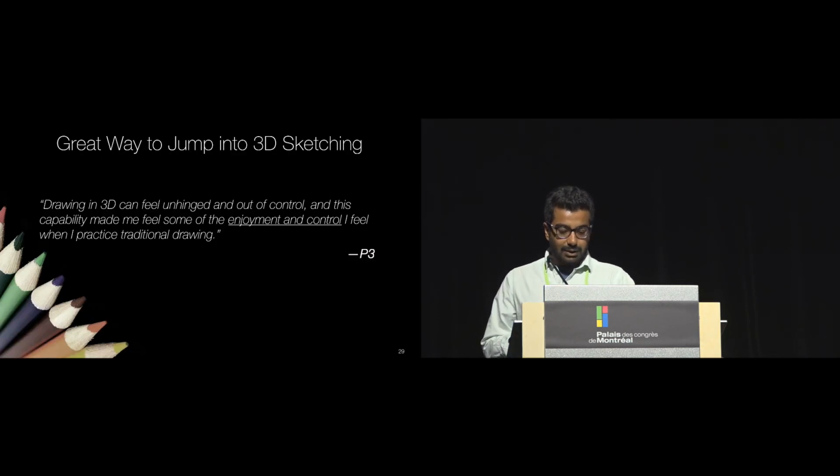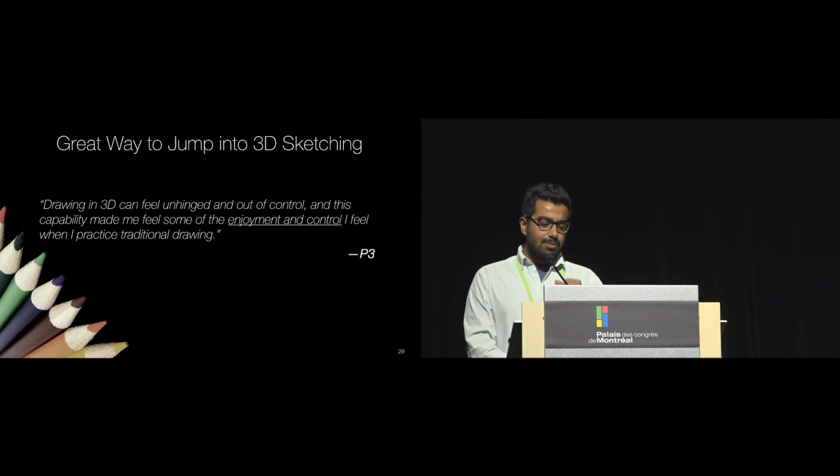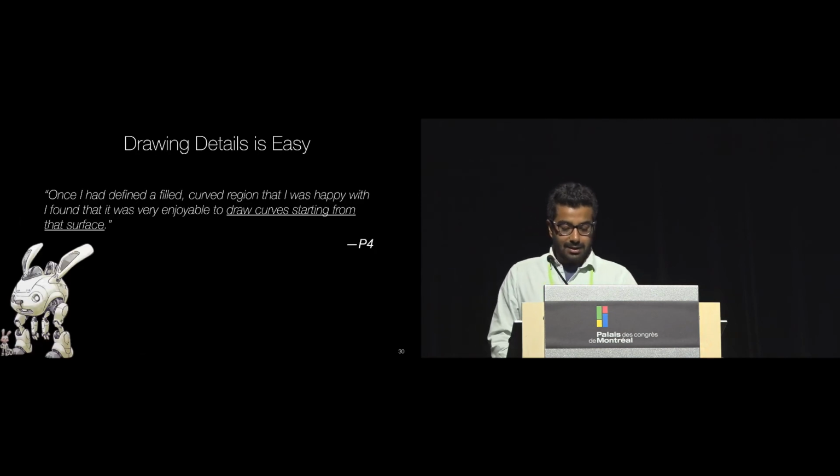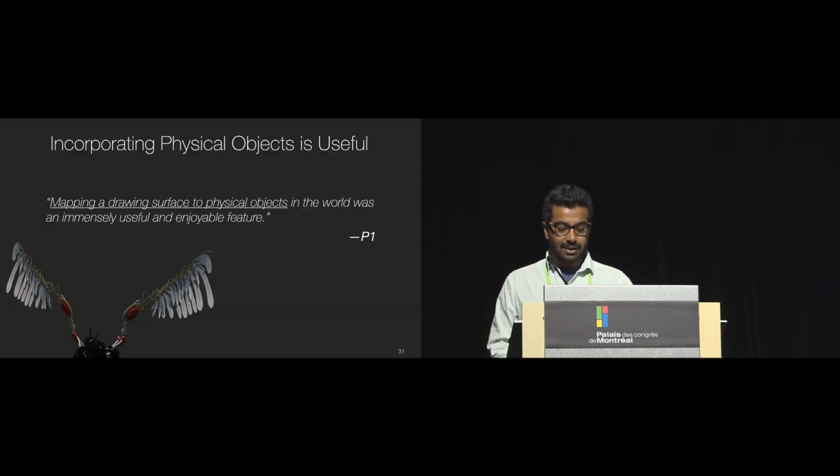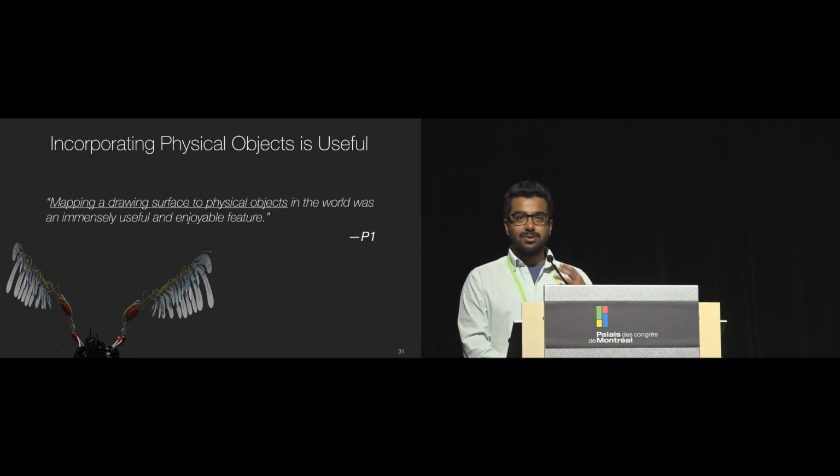So one participant, for example, remarked that the SymbiosisSketch system gave them the sort of control they're used to in traditional drawing, but maybe more importantly, it also brought 3D sketching closer to the enjoyment they felt while drawing in 2D. Another one talked about how they were able to utilize the curved surfaces to easily draw non-planar details in their creations. People also liked the ability to snap drawing canvases on physical objects.